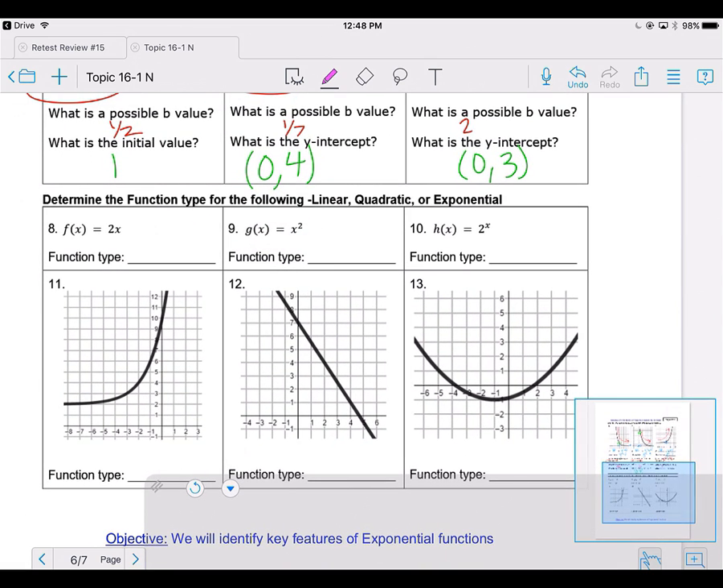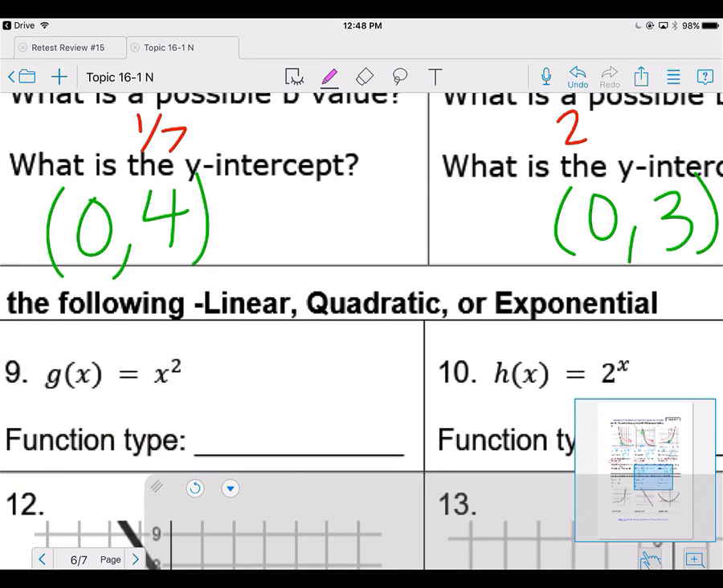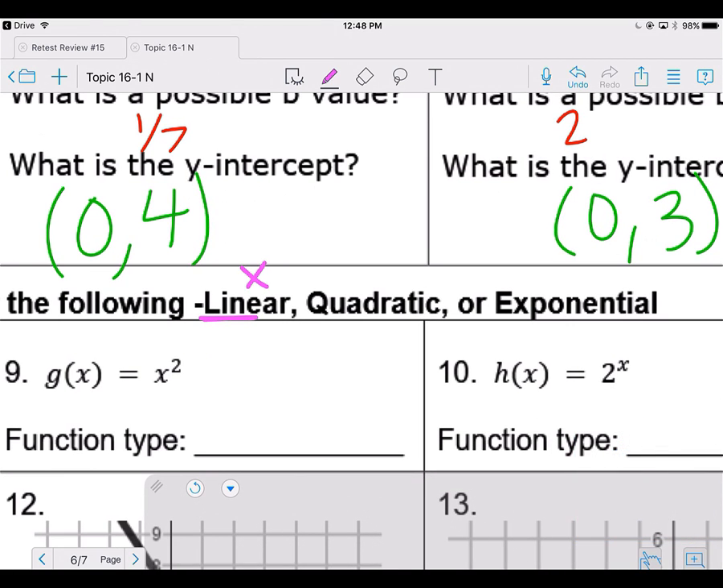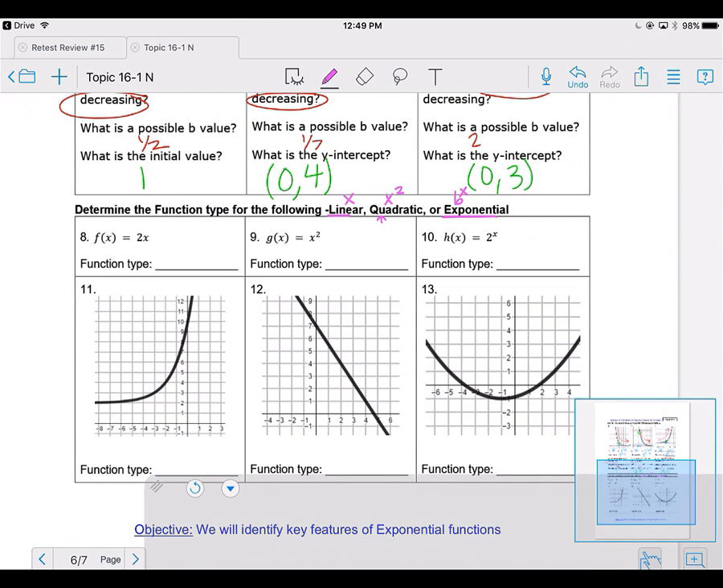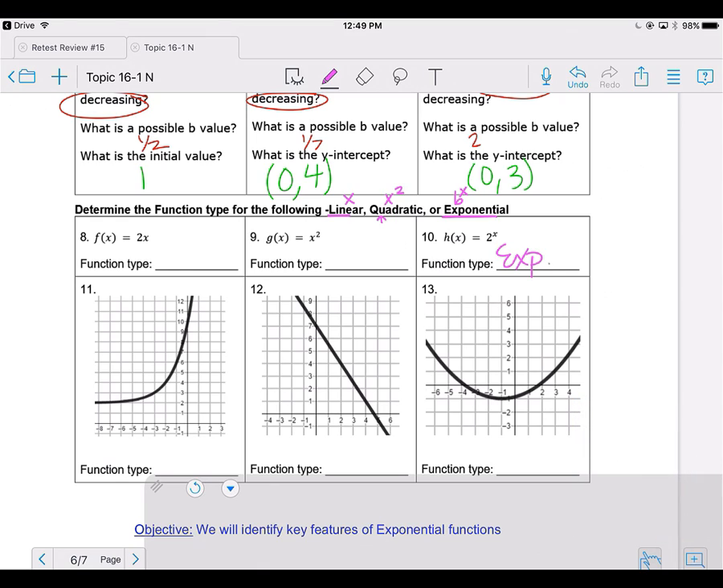To finish this off, they are asking if these functions are linear, quadratic, or exponential. So linear is going to look like a line, and it's just going to have a plain x. Quadratic is going to look like a U and have an x squared, and exponential has an x in the exponent, so b to the x. So something with an exponential would be 10 and 11. 11 looks like an exponential graph, and 10, the function, is exponential. Linear, just a plain x, so something like 8, and it looks like a line, like 12. And then quadratic looks like a U and has an x squared. So 13 looks like a U, and 9 has an x squared.